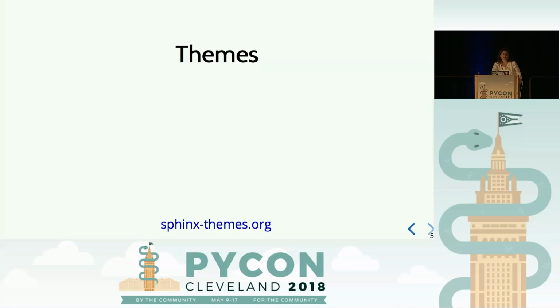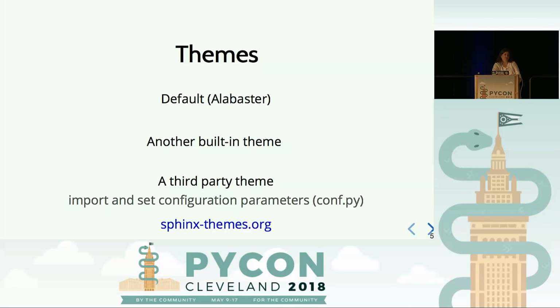So looking at the themes, they are really what gives you the visual structure within Sphinx. And the simplest way is to use the default, which is Alabaster. It's a nice, clean, minimalist theme. The next level up would be to use a built-in theme, and there are several, probably about 5 or 6. There are also third-party themes. And to use those, you would import the theme in the conf.py file and then set different parameters. There is a website called sphinxthemes.org that actually gives you a visual display of a lot of the major themes, and it's worth checking out.